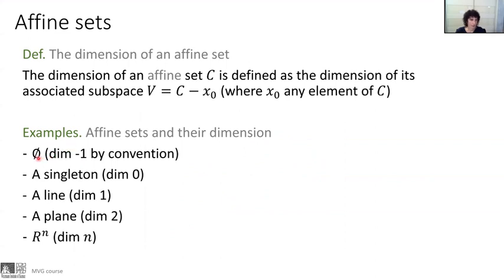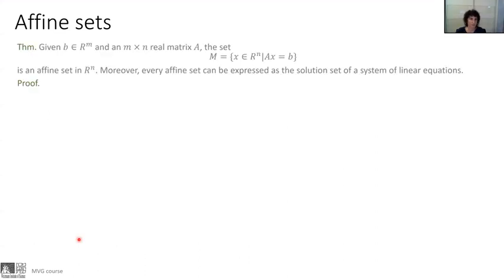The dimension of the empty set is minus 1. This is a convention. For a singleton, it's 0. For a line, it's 1. For a plane, 2. For R^n, n. Very, very intuitive.